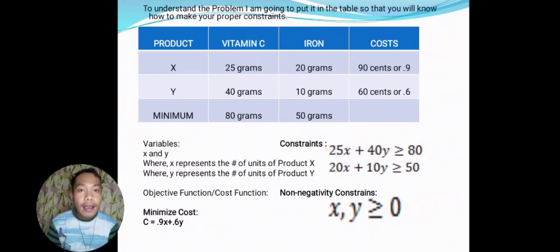Meaning to say, our x and y cannot be negative because there are really no negative values in the real world. So the plot should be in the first quadrant, because only positive values are in the first quadrant, and the second quadrant is negative, positive. The third is negative, negative, and the fourth quadrant is positive, negative. So we will use the first quadrant to plot all of our constraints. So now, let's proceed.